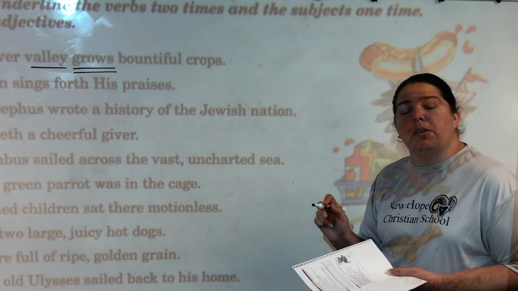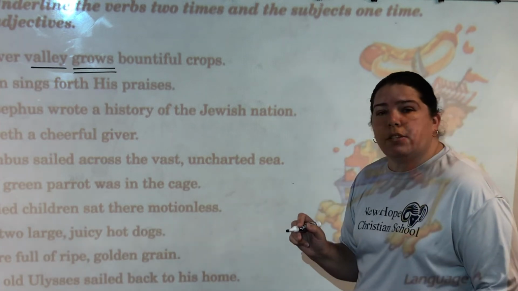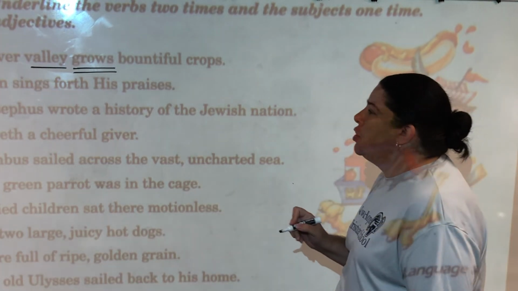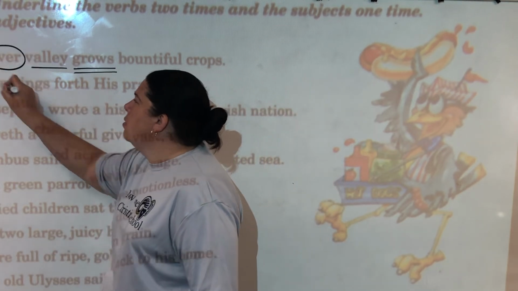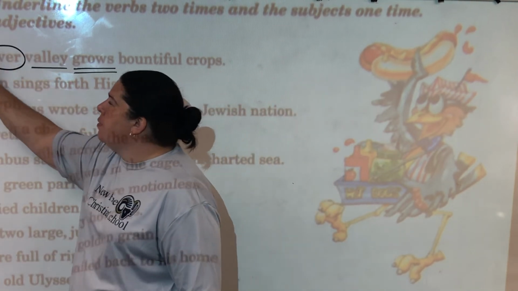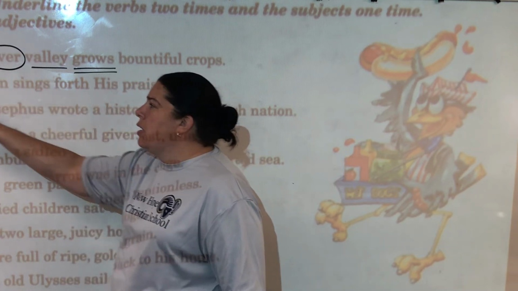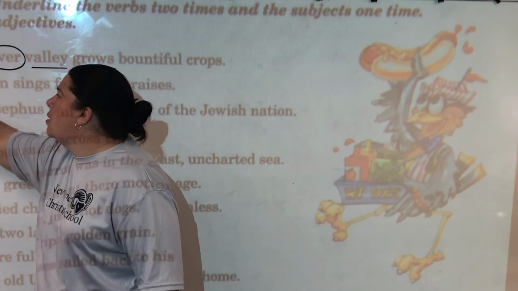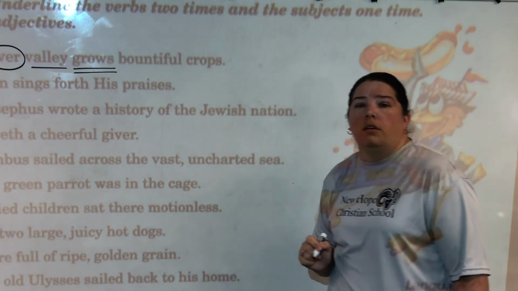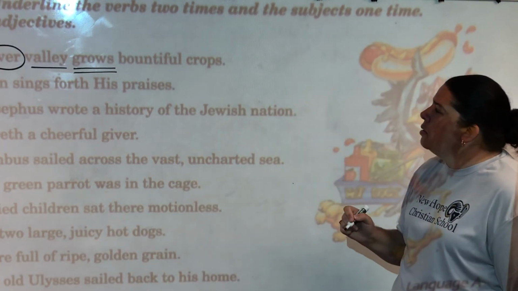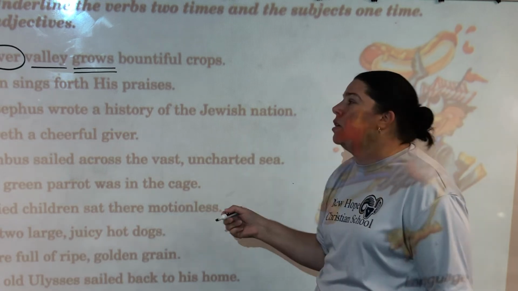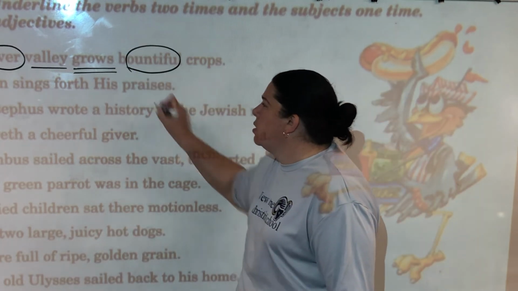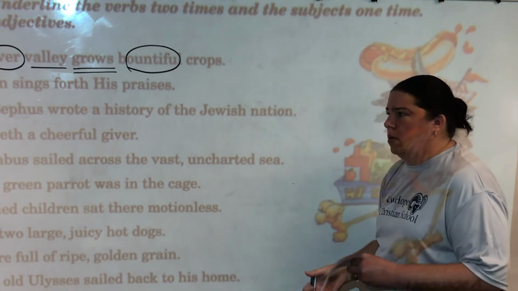Remember, the adjective describes a noun. What kind of valley? A river valley. What kind of valley? A fertile valley. What kind of valley? The valley. You see that? What else? What about crops? Crops is a noun. What is the word that describes crops? Bountiful crops. So you need to circle all of those.